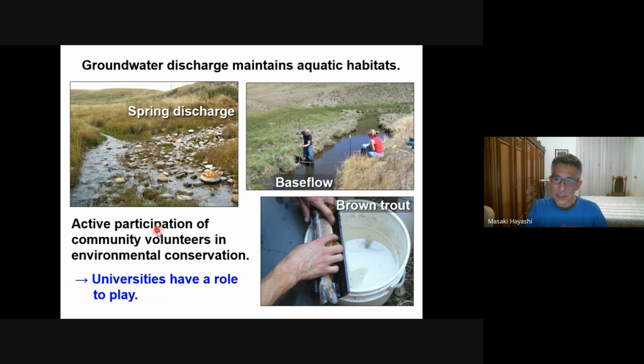So active participation of community volunteers is important for making sure we have sustainable groundwater use and a healthy ecosystem. And the universities have a role to play because we can train these people or educate these people about what we can do.